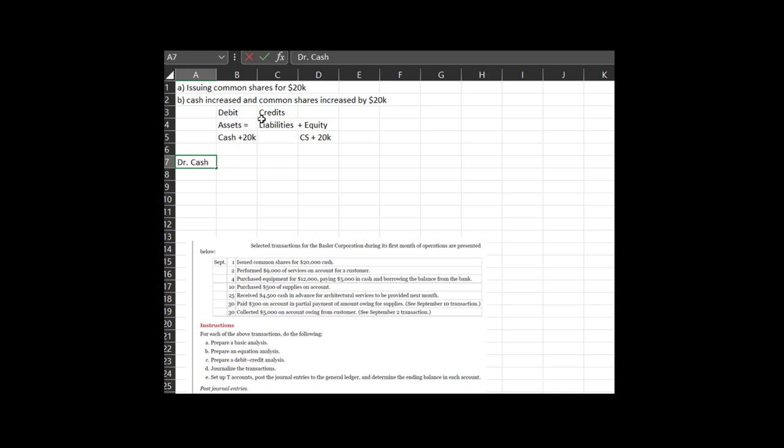Okay, and so we are going to debit cash for 20K, and we are going to credit common shares, CS. I'll actually write it out for you, common shares for 20K. Normally, we would put a little description here. However, we're gonna get quite tight for space. And this is it.